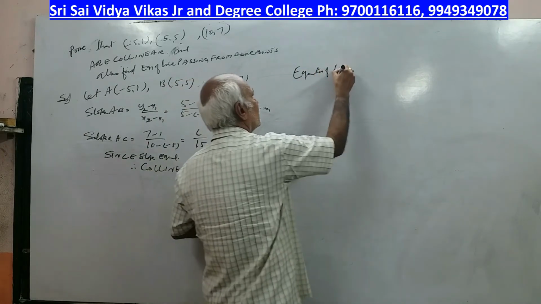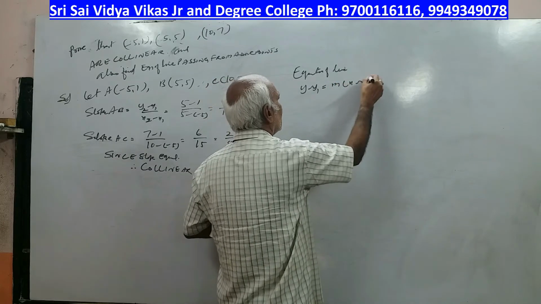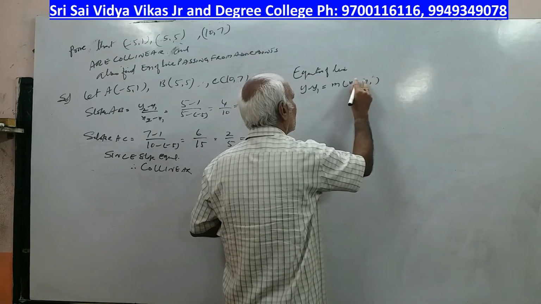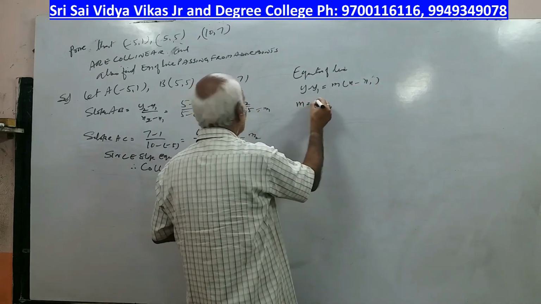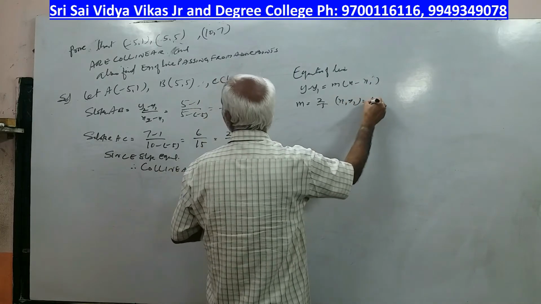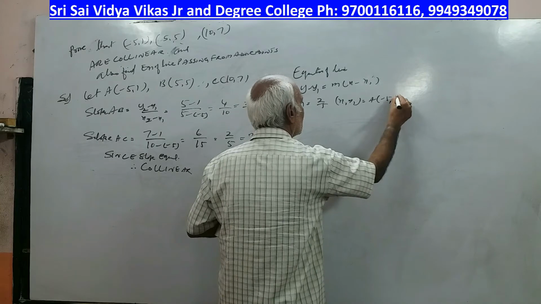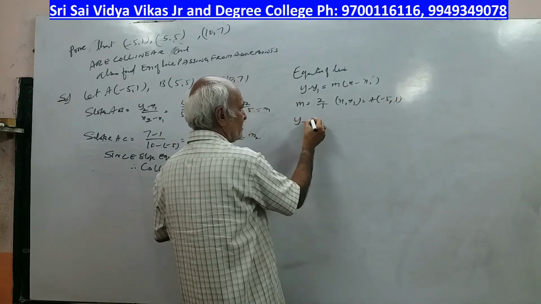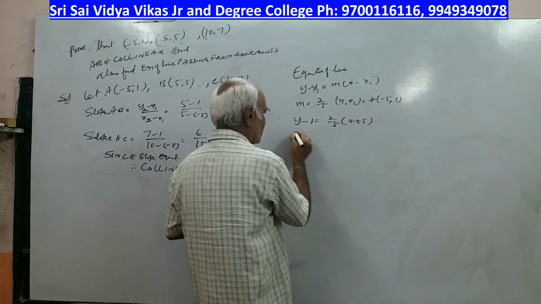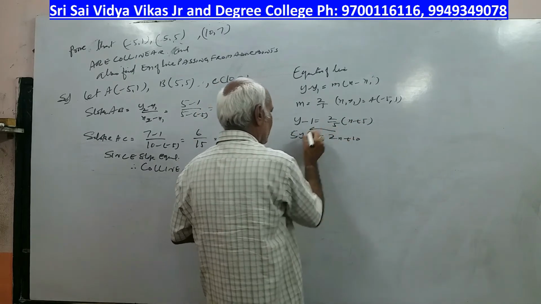Next, equation of the line. So m is 2 by 5. x1, y1 is the A point I am considering: (-5, 1). So y minus 1 is equal to 2 by 5 into x plus 5. Cross multiplication: 2x plus 10. Bring the terms to this side.